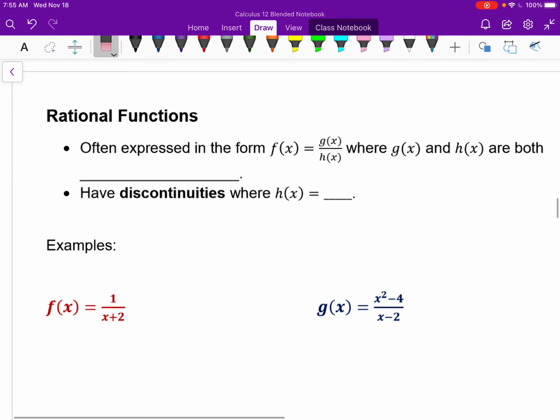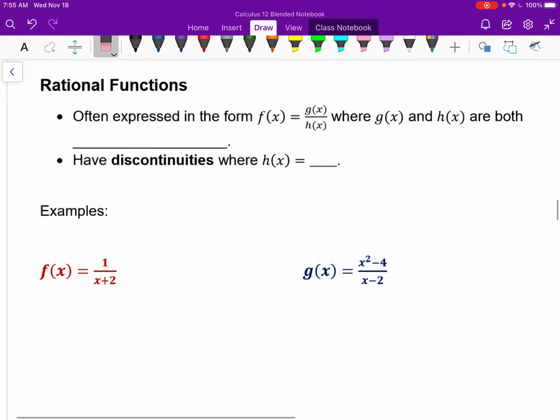All right, rational functions. Again, going back to pre-calc 12. They're often expressed in the form g of x over h of x, where each of these are polynomials. They don't have to be expressed in this form, but if it is a rational function, there always is a way to express it in the form of one polynomial divided by another. And quite often they have discontinuities. And discontinuities will always occur whenever you're dividing by 0. So whenever h of x equals 0.